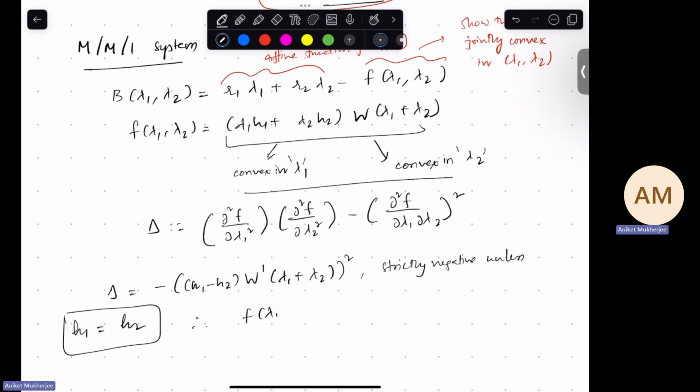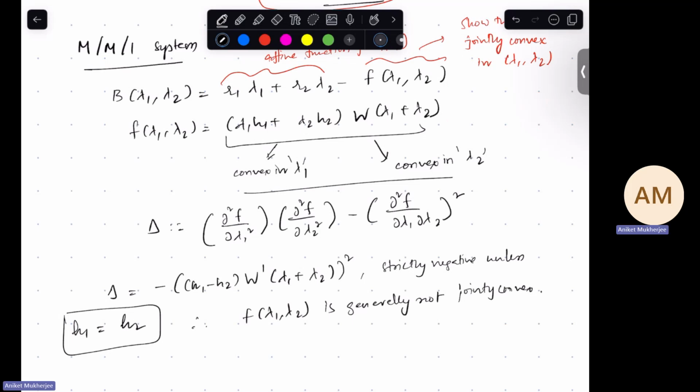Therefore, f of lambda 1 comma lambda 2 is genuinely not jointly convex, but the conditions for joint convexity fail at every point in the feasible case. So if the customer classes are heterogeneous, that is if h1 is not equal to h2, it follows that B lambda 1 lambda 2 fails to be jointly concave unless h1 equals h2, right?